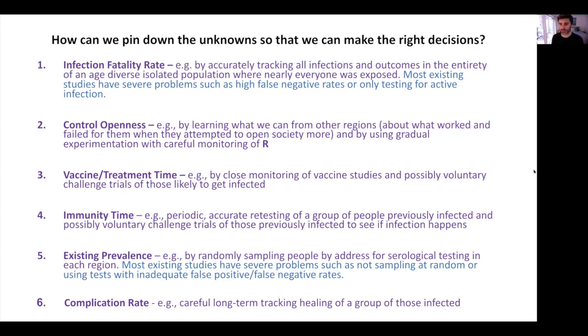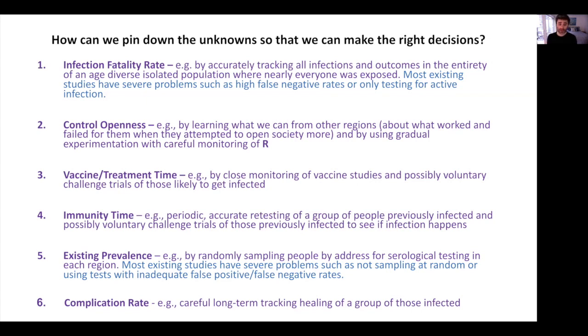Then when it comes to vaccine and treatment time, all we can really do there is closely monitor the progress of vaccine studies to get more or less confidence in the vaccine coming soon or coming distantly in the future. Another thing that could happen with vaccine studies, though, is if there were people willing to volunteer to get an early stage vaccine, knowing that it might not work, and then actually potentially even volunteer to being part of a challenge trial, that could actually give us information faster. Of course, we have to do that very carefully, taking into account ethical considerations there. Okay, what about immunity time?